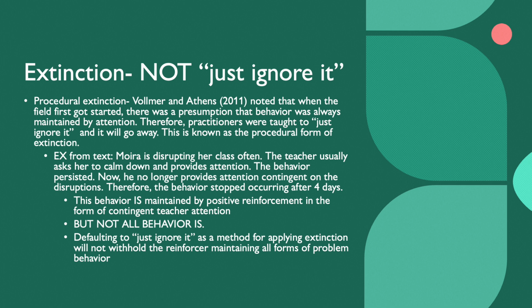Okay, so defaulting to just ignore it as a method for applying extinction will not withhold the reinforcer maintaining all forms of problem behavior. So if the behavior is maintained by another consequence, not attention, then we need to align our intervention to be function based. Okay, so we'll look at what that looks like on the next slide.